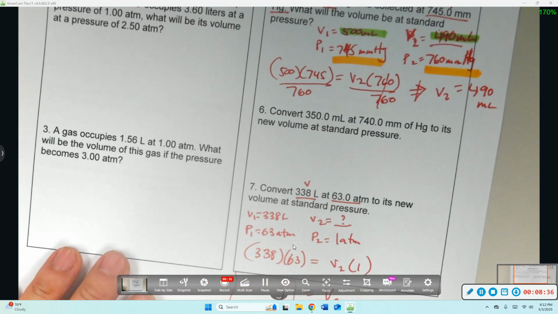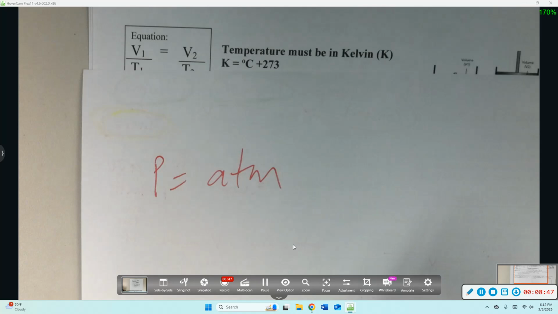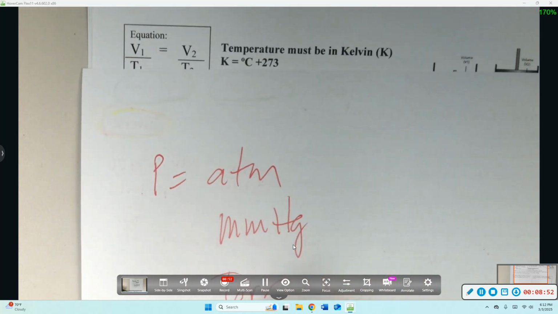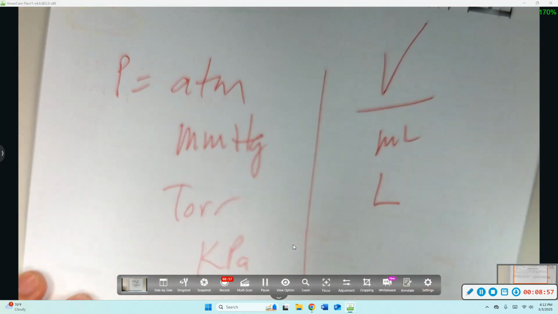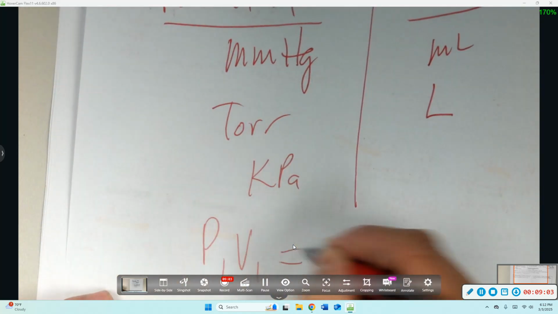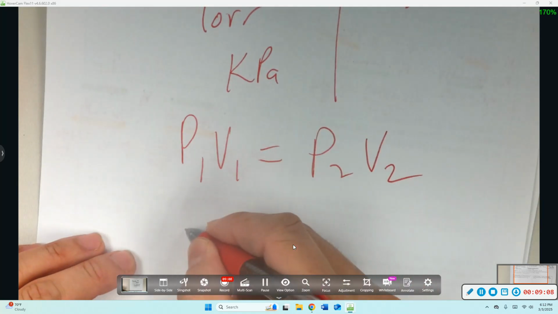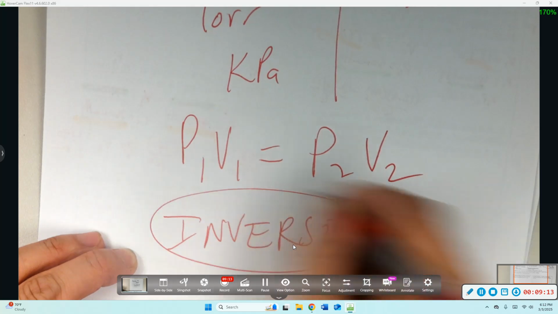Yeah. It's not difficult, guys. You just have to remember to identify those units. Remember pressure: atm, millimeter of Hg, torr, kilopascal. Okay, that's your pressure unit. Your volume unit is milliliter and liters. So if you understand that, the equation is fairly easy. P1 V1 equals P2 V2. And as one goes up, the other goes down. This is what we call an inverse relationship. Keep that in mind. One goes up, the other goes down.